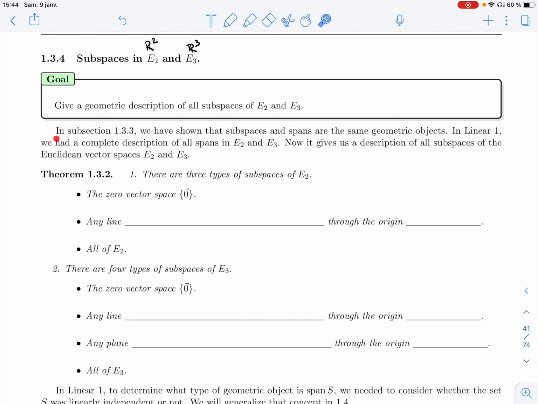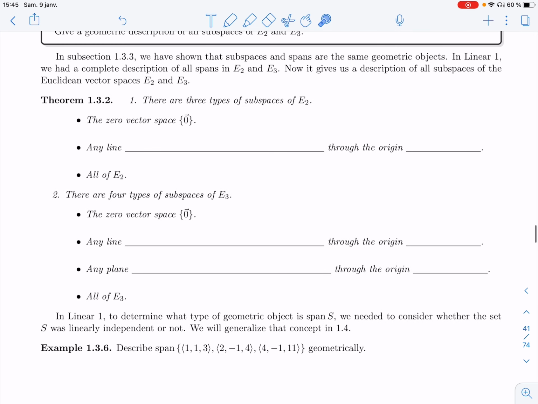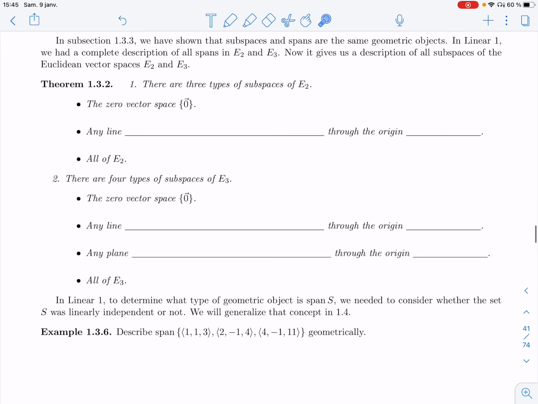In the last subsection, subsection 1.3.3, we've shown that subspaces and spans are the same geometric object. In Linear 1, we had a complete description of all spans in E2 and E3. So putting these two things together, we get a complete description of all subspaces of the Euclidean vector spaces E2 and E3. All right, so let's write them out, but we don't need to prove it. We've already done all the work.